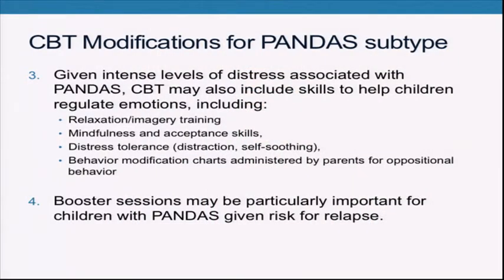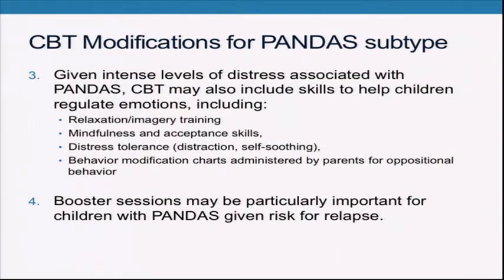A lot of distress tolerance, so finding ways of reducing the intensity of the emotion dysregulation that can occur, and having that plan kind of rehearsed and in place for when infection may reoccur. So things like distraction, self-soothing, listing favorite activities, things that they know will just make them feel better as things come up. And finally, behavioral modification charts, or systems that can be administered by parents for oppositional behavior, is very helpful.